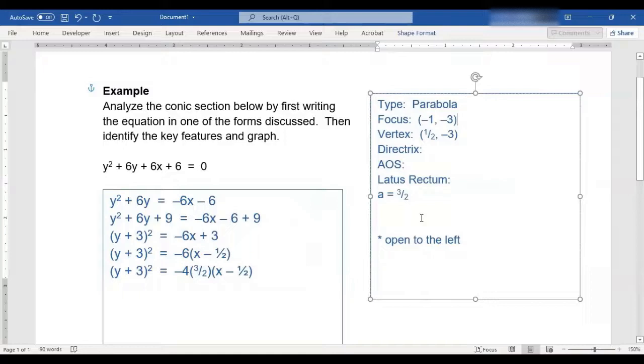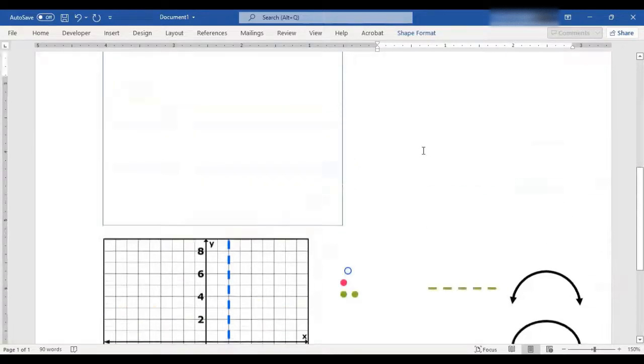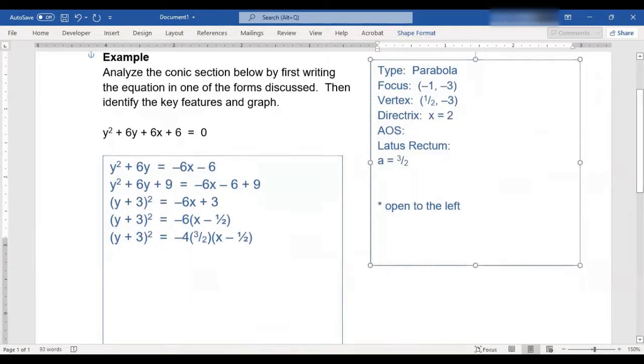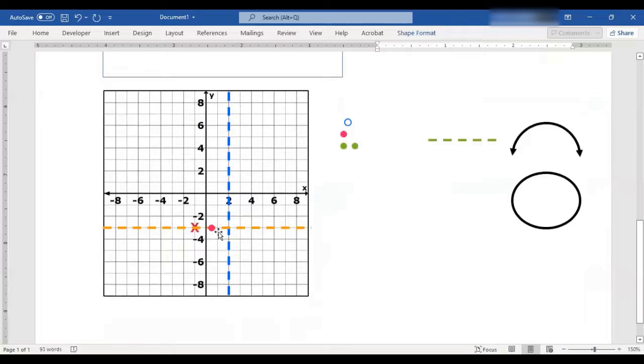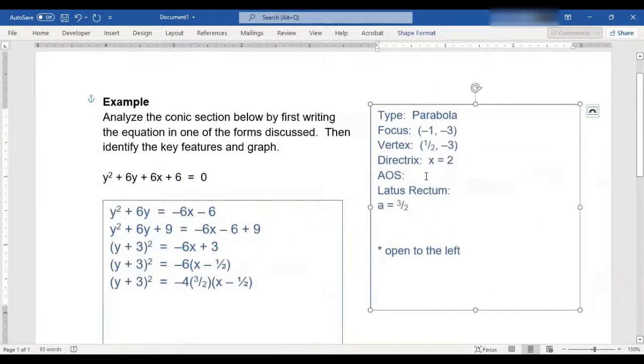So we have our focus at -1, -3. And the directrix is a vertical line and it runs through 2. So the directrix is going to be, vertical line, x equals 2. And our axis of symmetry is a horizontal line, so it's going to be y equals, and in this case, it's equal to -3.